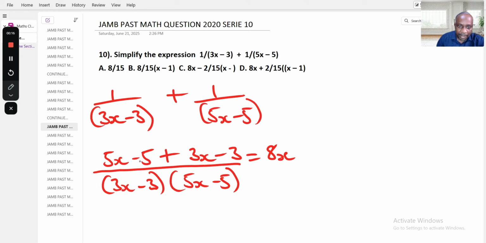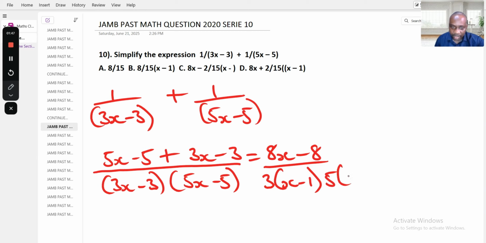8x. Minus 5 minus 3, because they look alike, you add them up. Minus 3 and minus 5 is going to give us minus. It means that your debt is increasing. It's going to give us minus 8 brackets. Now, this one, we can factorize it now. What is the factor? 3x minus 3, 3 is common there. We are going to be left with x minus 1. And the second one, 5 is the common factor there. Going to be left with x minus 1, like that.